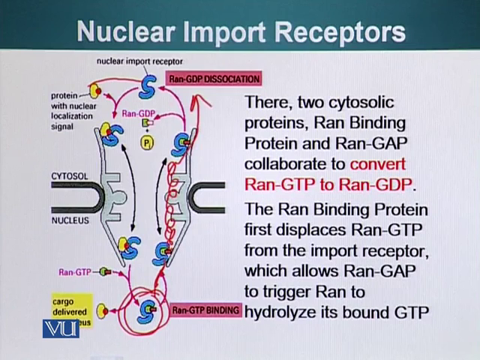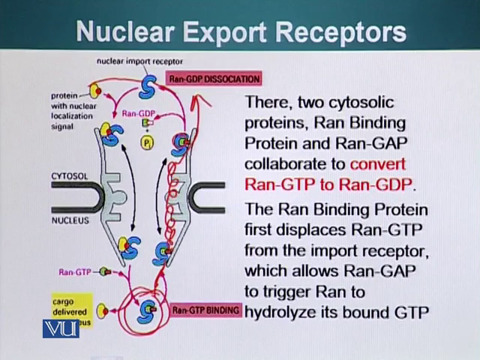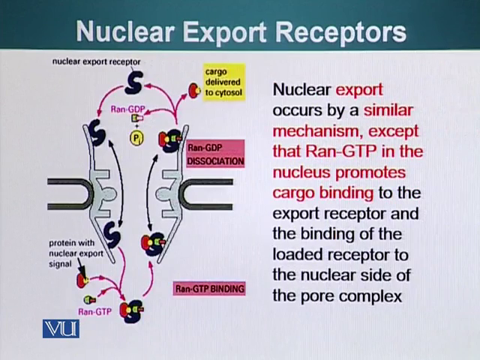We have RAN GAP, which will allow the RAN to hydrolyze GTP into GDP. This receptor cannot bind RAN GDP, and it will become unloaded, and now it is recycled and ready for the next protein molecule which has NLS. So this is how the nuclear import is functioning. We have talked about all this process in detail. Now let's look at the nuclear export.